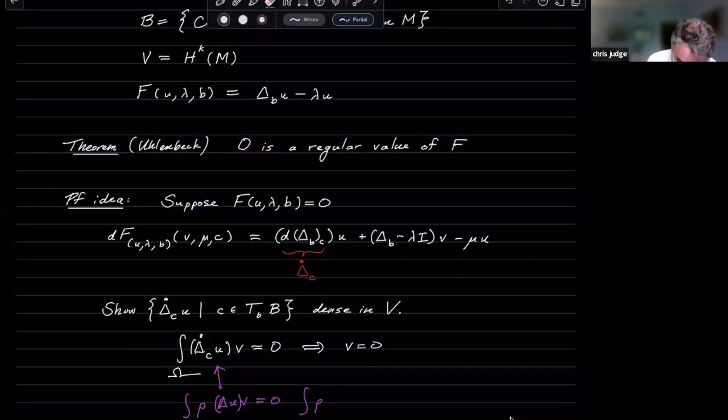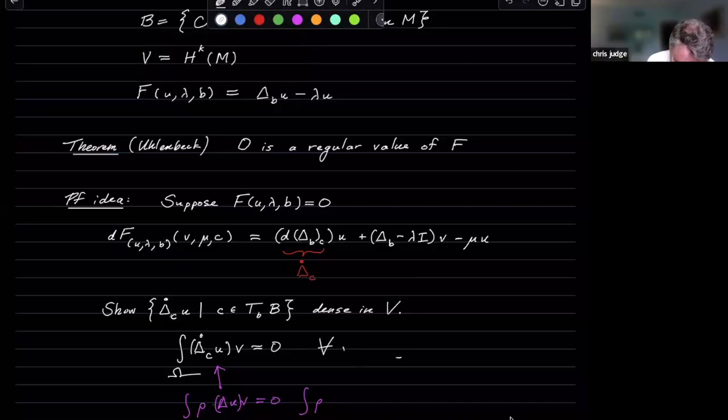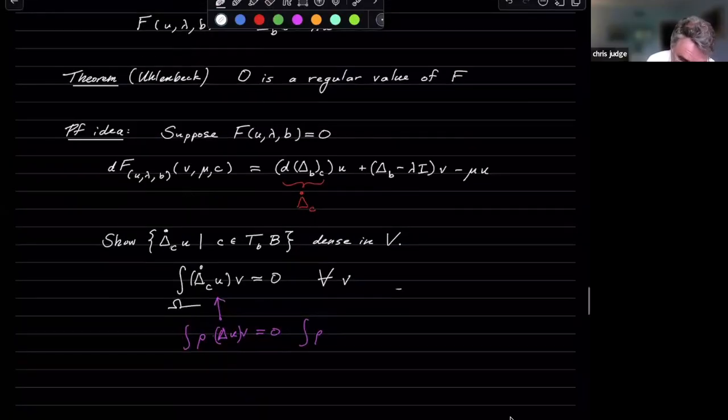What I should say is, this should imply delta dot u is equal to 0, which it's not, right? So I should think about this by contradiction. So I suppose that this is equal to 0 for all v, and I get a contradiction. Let's think of it that way.